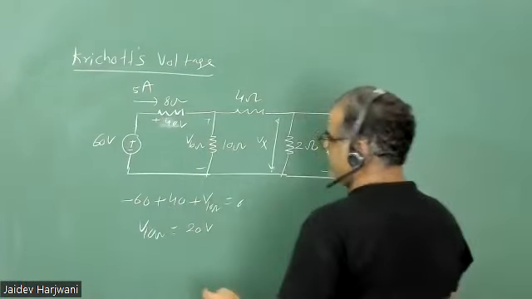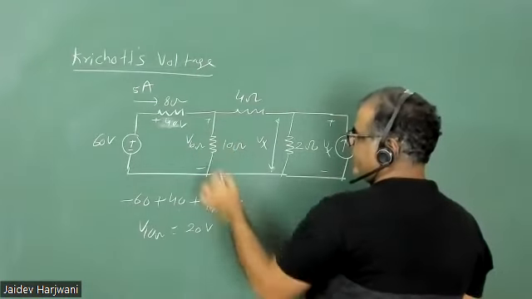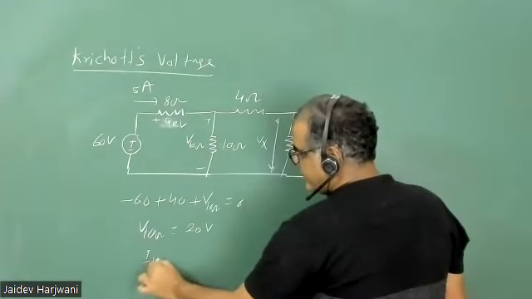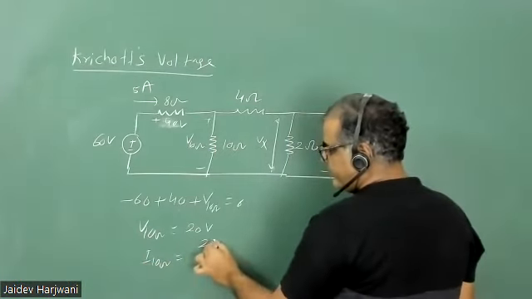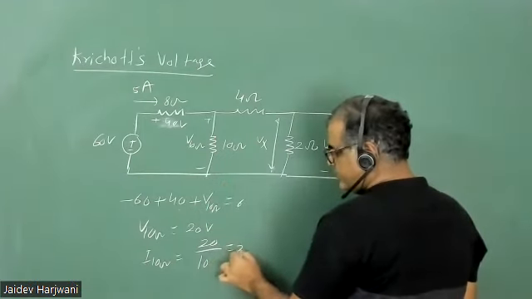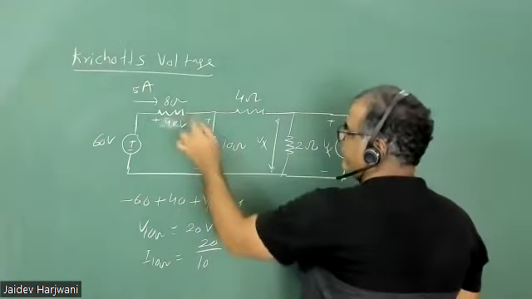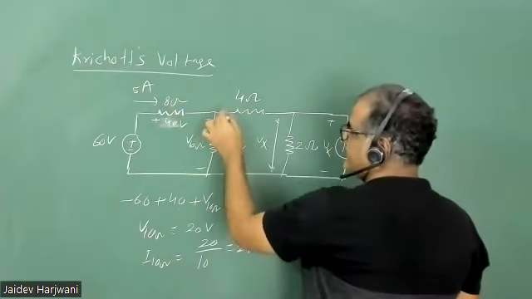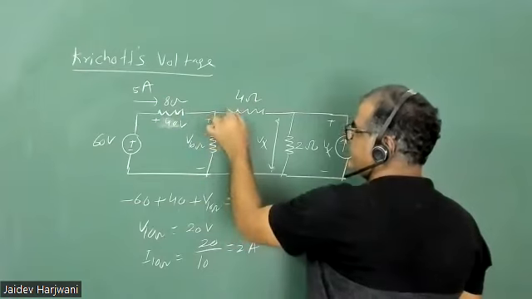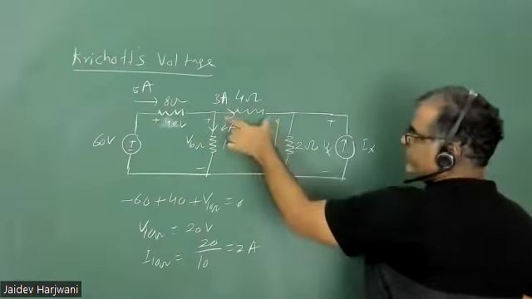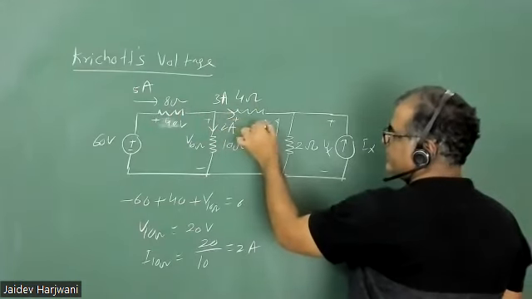Okay. Now you know this 20 volts. Now you can find the current. What is the current in the 10 ohm? Voltage is V and resistance is 10. So you have a 2 ampere current. So out of 5, 2 ampere current is coming here. Okay. Now apply KCL. So 5 minus 2 is 3. So the remaining 3 is coming here. Okay. So the voltage drop here becomes again 12 volts.